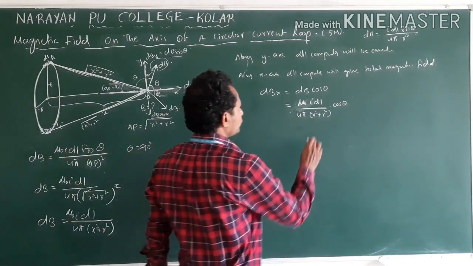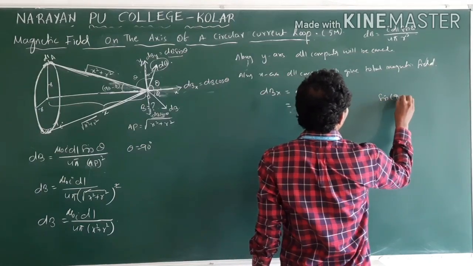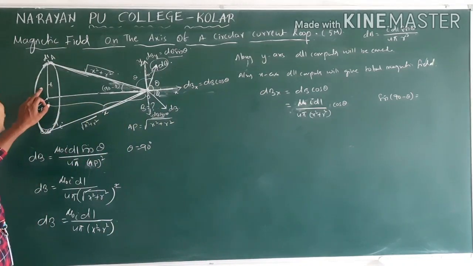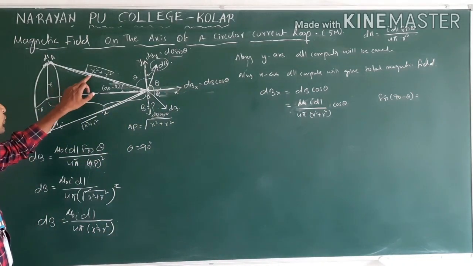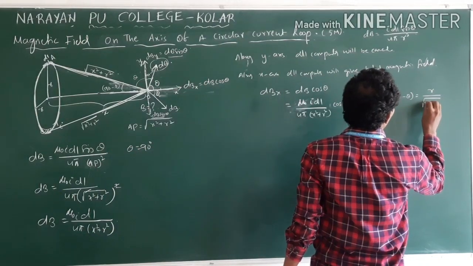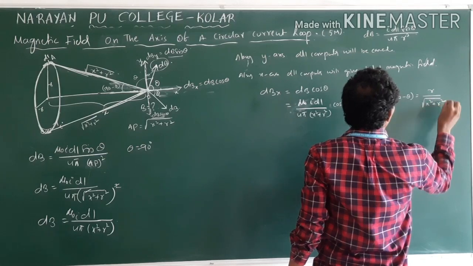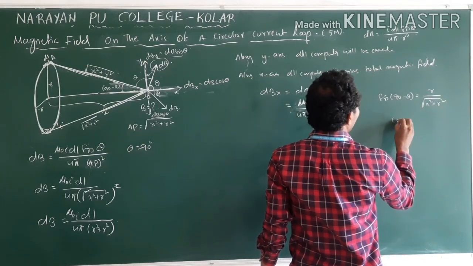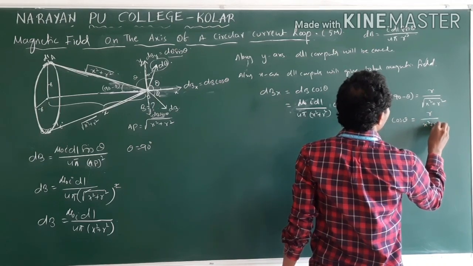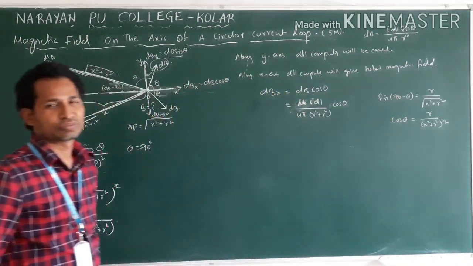Now, if you take sin of 90 minus theta, what do you get? Sin is opposite side by hypotenuse. Clear? That is r by the square root of x square plus r square. So sin 90 minus theta, which is cos theta, is r by x square plus r square whole power 1 by 2.